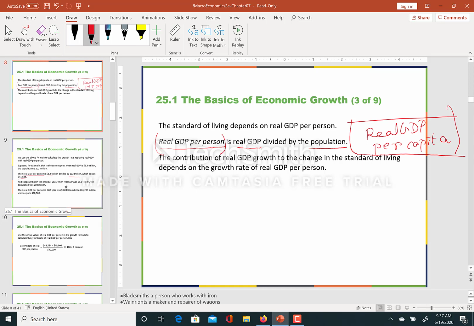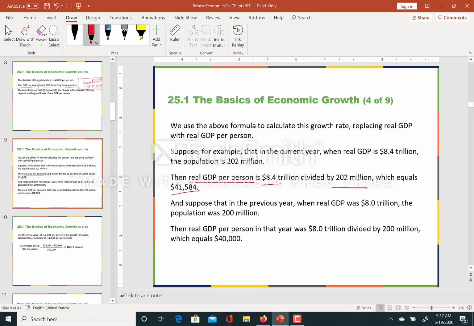Now let's look into a bunch of other numbers. So I have this real GDP data from the current year, which is 8.4. This is the current year. The real GDP is 8.4 trillion and the population in the current year is equal to 202 million. So real GDP per person is equal to 8.4 trillion over 202 million, and we get 41,584.